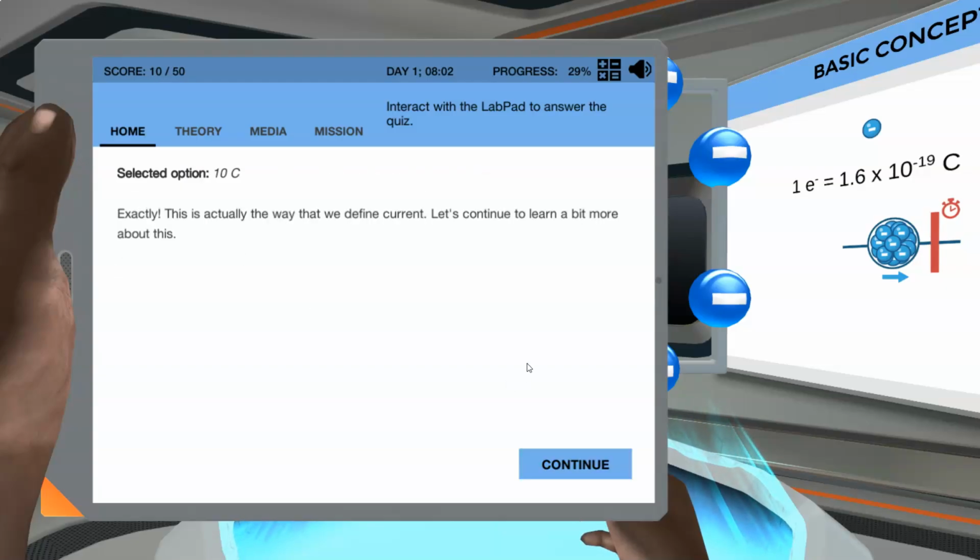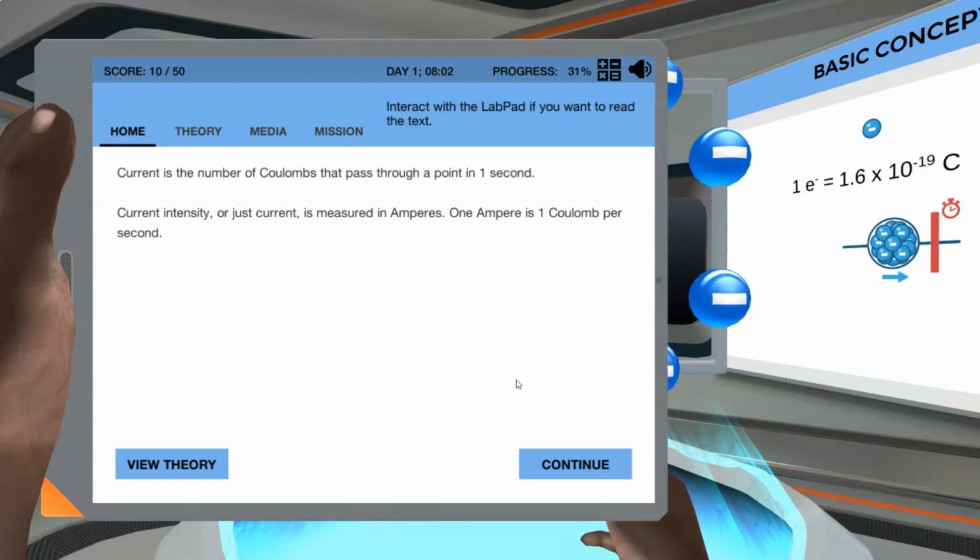Exactly. This is actually the way that we define current. Let's continue to learn a bit more about this. Current is the number of coulombs that pass through a point in 1 second. Current intensity, or just current, is measured in amperes. 1 ampere is 1 coulomb per second.